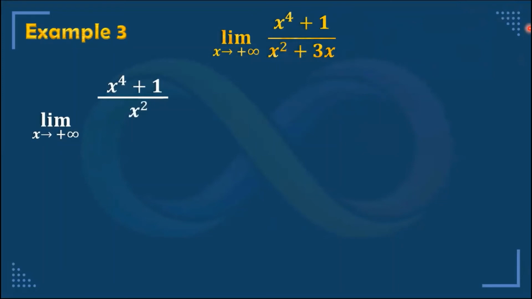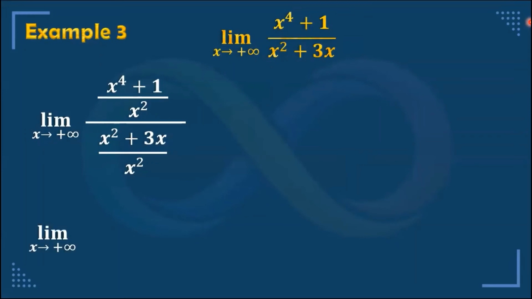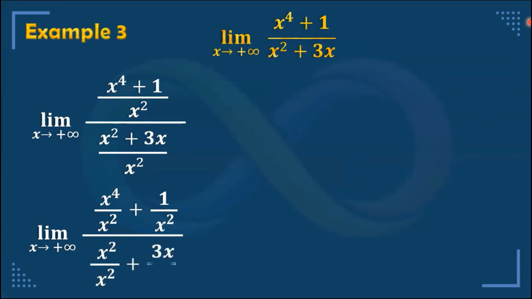Dividing both the numerator and the denominator by x squared, we have x to the fourth plus 1 all over x squared over the denominator x squared plus 3x over x squared. Then separate the terms. We have x to the fourth over x squared plus the second term 1 over x squared, all over the first term in the denominator x squared over x squared plus the second term 3x over x squared.